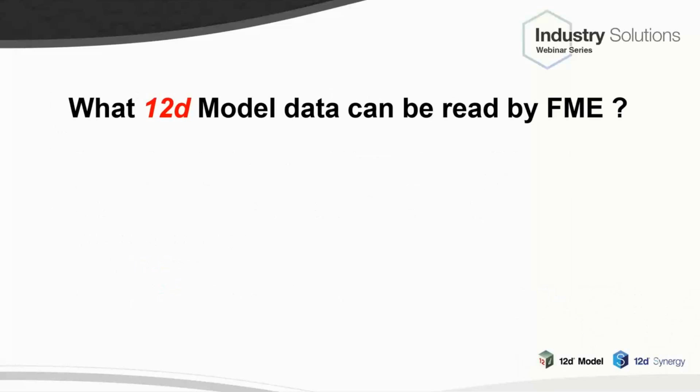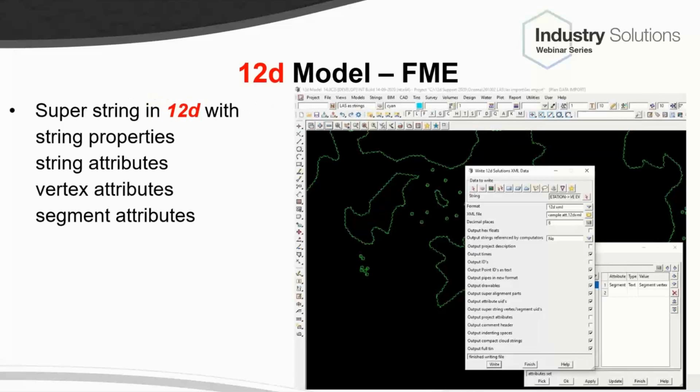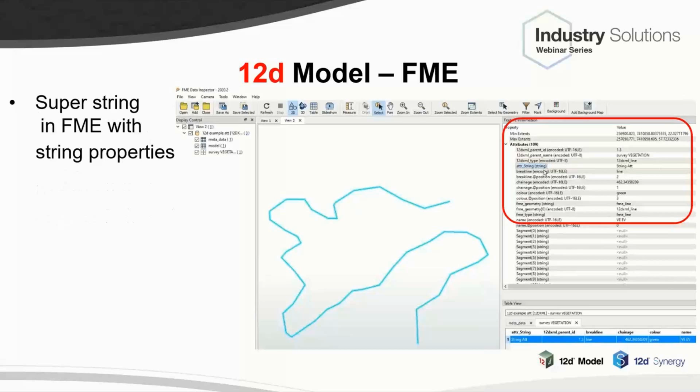Well, what data can be read by FME since we do have this rich data set? Starting off, just looking at something like a superstring. As you all know, you have your superstring, which obviously has the coordinates. It's got arcs and things like that in there as well. It has string properties, string attributes, vertex attributes, and segment attributes. So if we write out a 12D XML file of that and read the data into FME, what you're seeing here is what it would look like in FME.